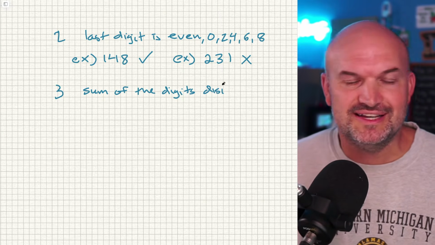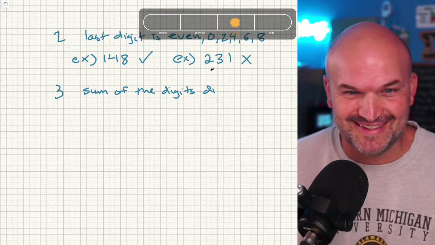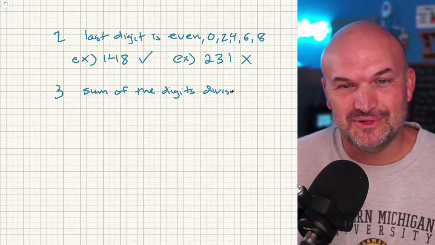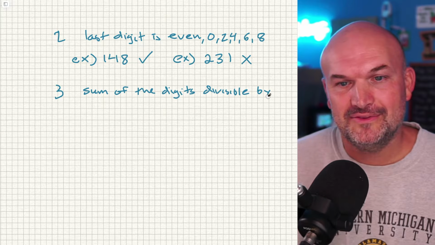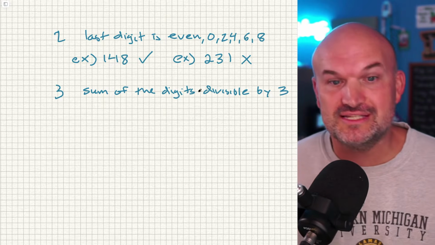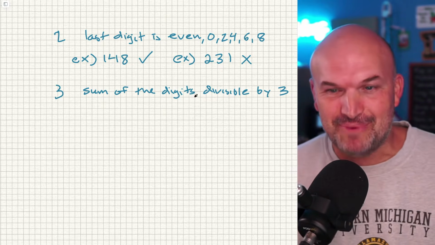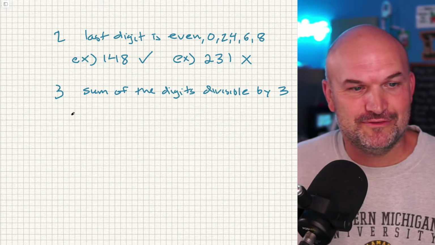Divisible by 3. I don't even know what happened. Let me see if I've got enough room. Good. So the sum of digits needs to be divisible by 3. Whew, I don't know why that's so hard for me to say.